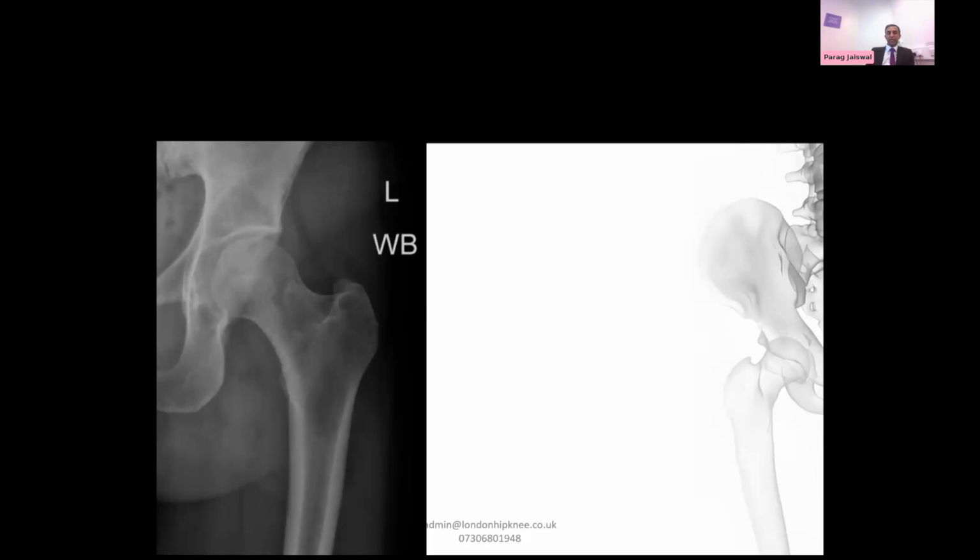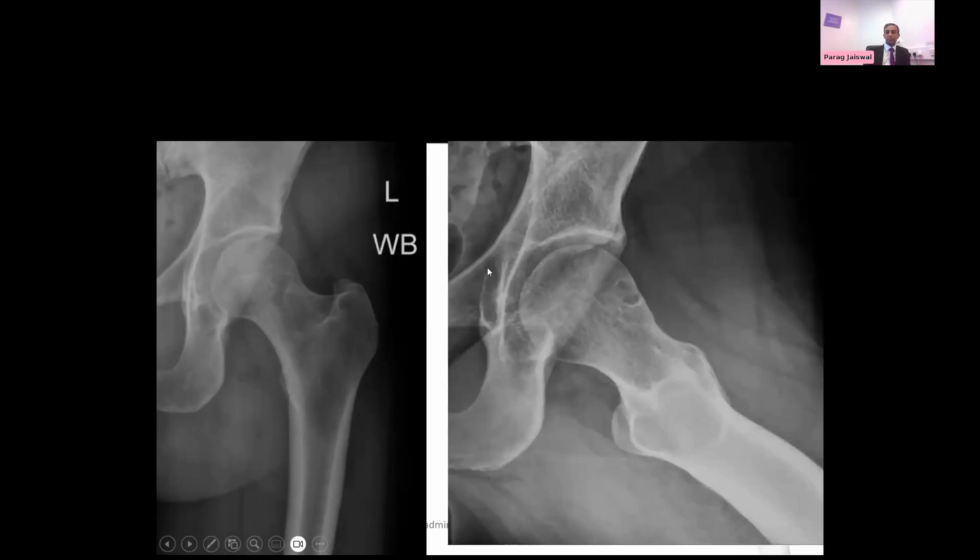And to my trained eye, I thought there was something going on here, and potentially something going on here. So I ordered the modified Dunn view, and what you can see here is a couple of cysts, and these are called impingement cysts. And then you have here slightly convexity of the femoral neck. So this is all a large CAM lesion.